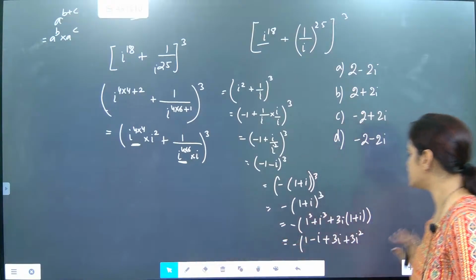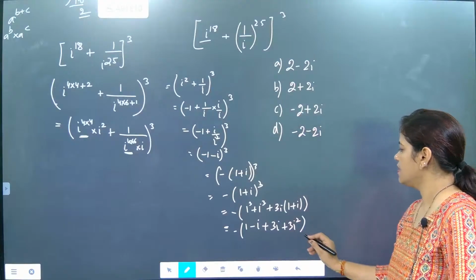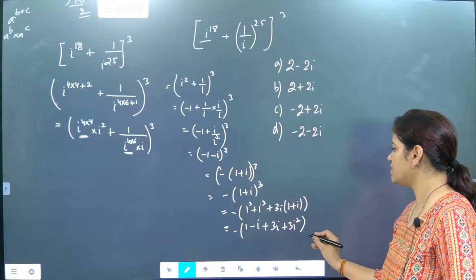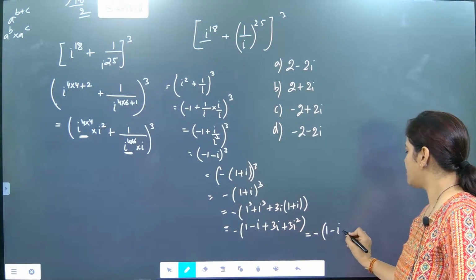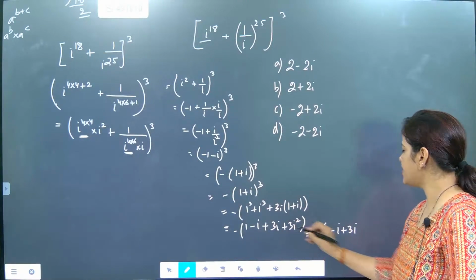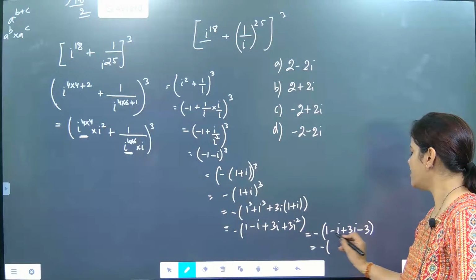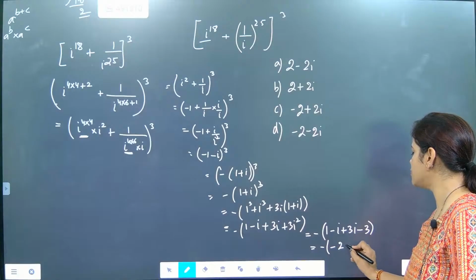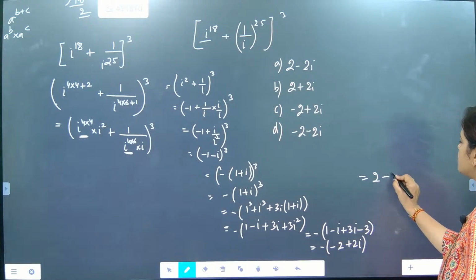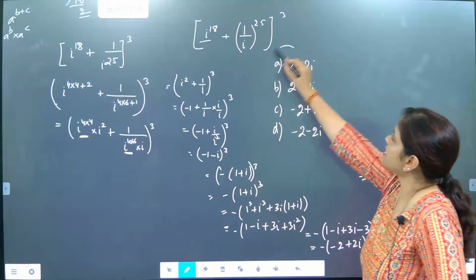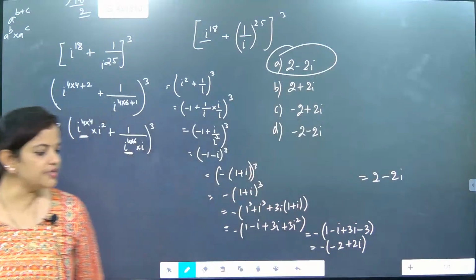Now let's check this one out. Till here you got. Now beta, i square is minus 1. So let's see, minus already outside: 1 minus i plus 3i, and this part is minus 3. Let's check. Minus, 1 minus 3, minus 2 plus 2i. Now take the minus inside. It is coming as 2 minus 2i. So the correct answer is A, 2 minus 2i.